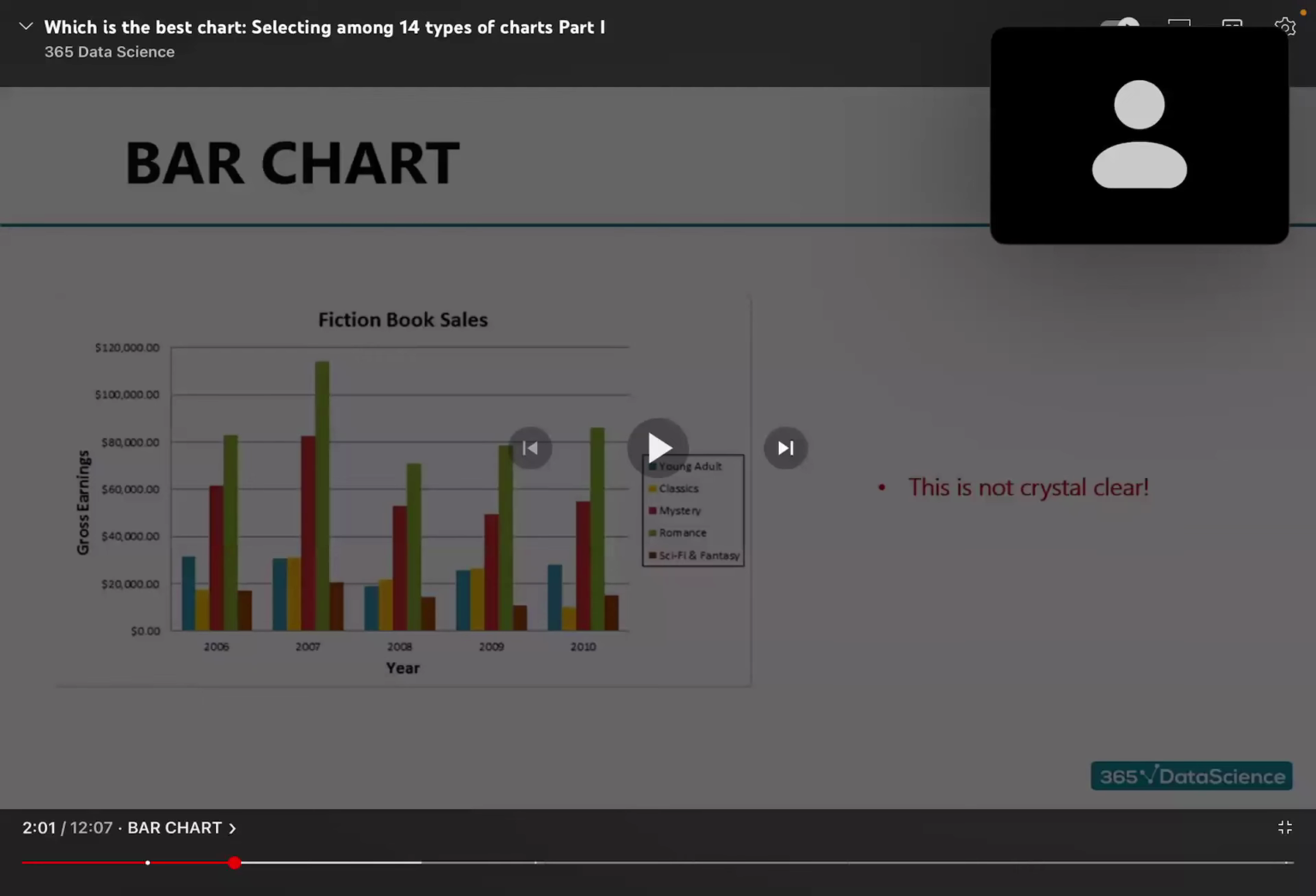So when you look at this chart, what's the difficulty here? It looks nice, it's got a lot of nice colors. It's got a legend on the right side, kind of tells you what we're looking at, fictional book sales. These are all the different kinds of books. What's the problem with this chart?